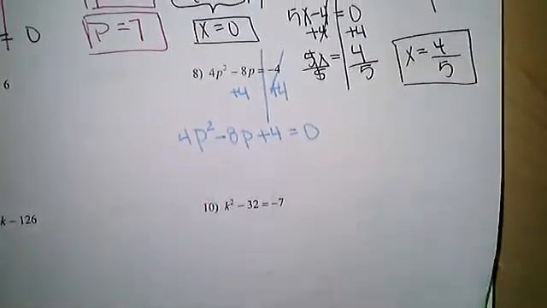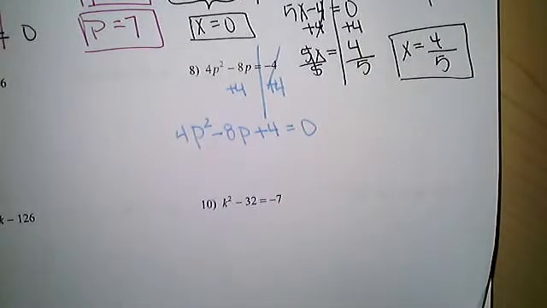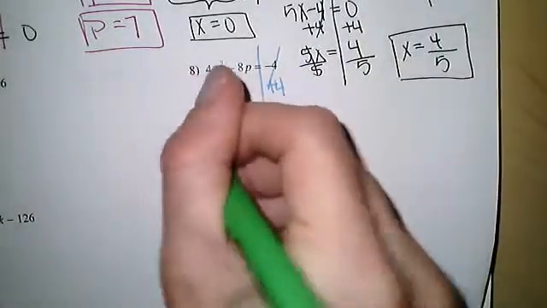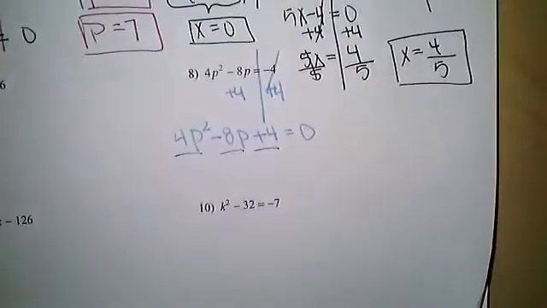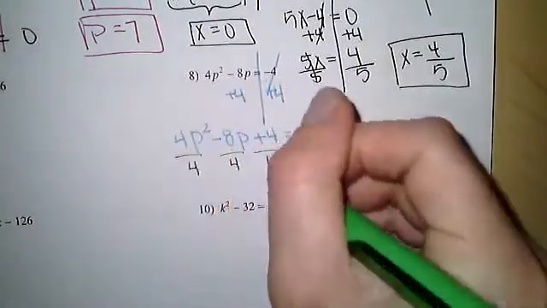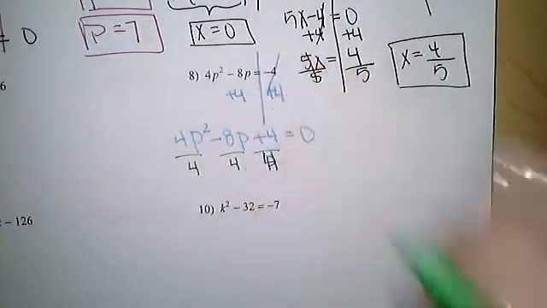Now you might notice here, you have 3 terms, which is beautiful, just like the top ones. But there's a number in front. So when there's a number in front, you want to see if it has a GCF. So let's try to split these down by 4.